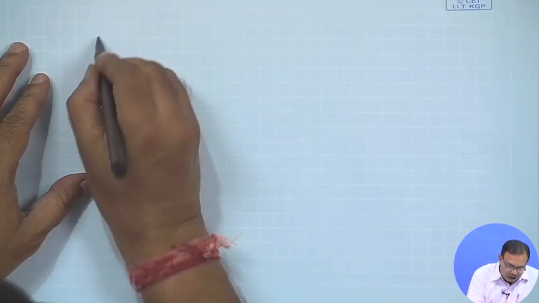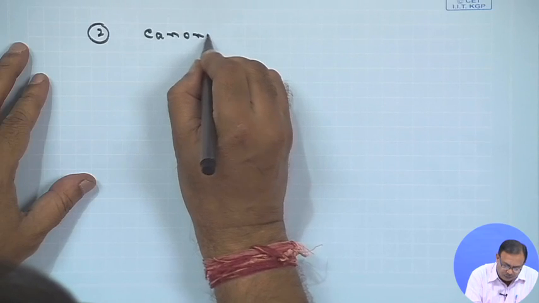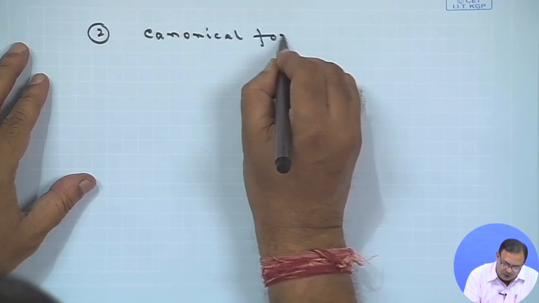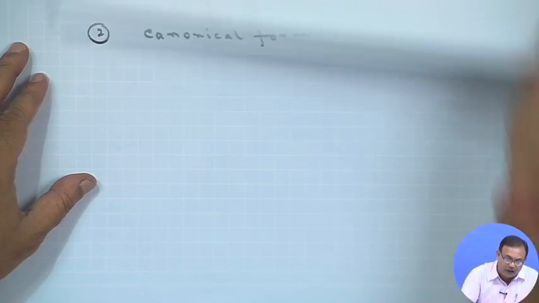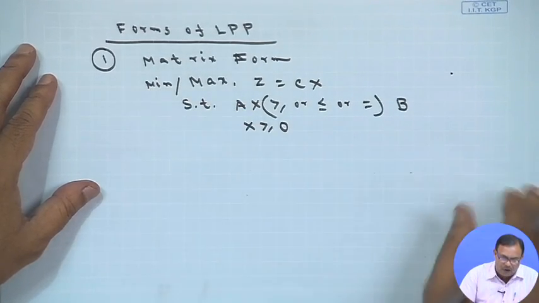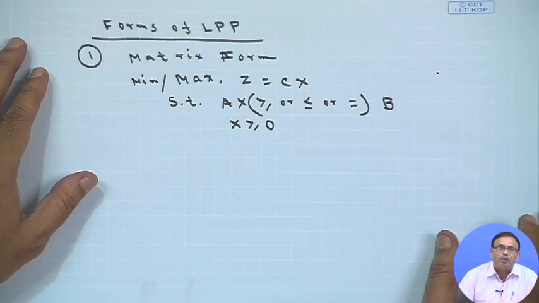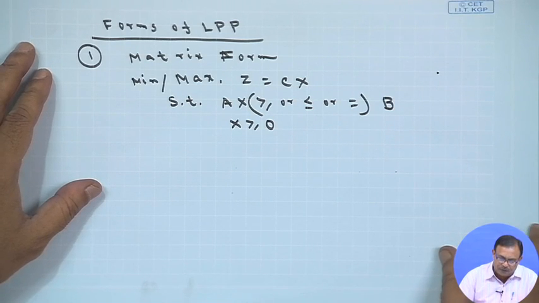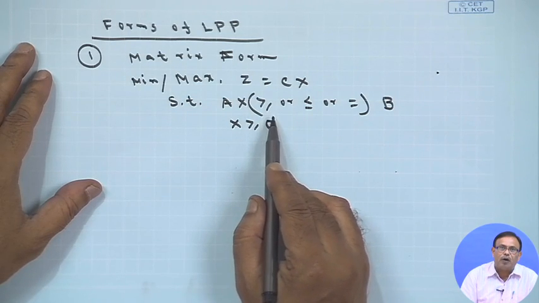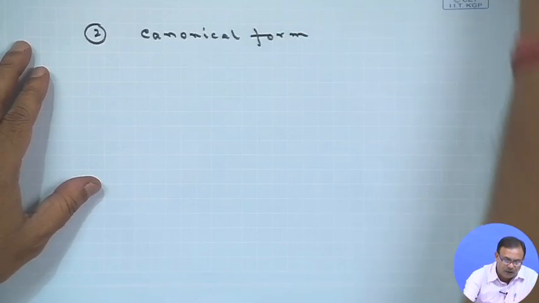From this matrix form we come to the second form, which we call canonical form. Whenever I am writing matrix form, please write here minimum or maximum, because your initial problem may be a minimization problem or a maximization problem, subject to Ax greater than equals, or less than equals, or equals b, and x greater than equals 0.